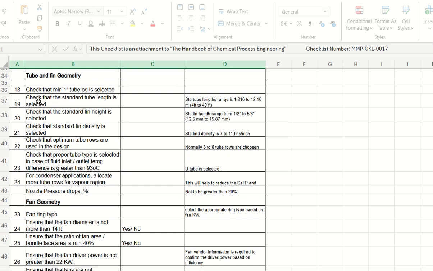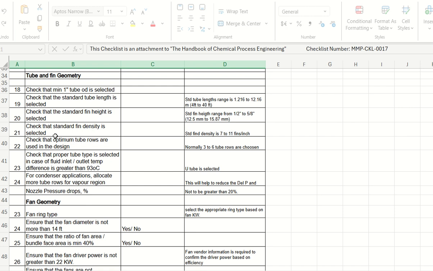Tube and fin geometry: check that a minimum 1 inch OD tube is selected. Check that the standard tube length is selected, like standard tube length ranging from 1.216 to 12.16 meters, 4 feet to 40 feet. So you have to select the standard tube length. Check that the standard fin height is selected, like standard fin height ranging from half inch to 5/8 inch. This is the conversion in mm.